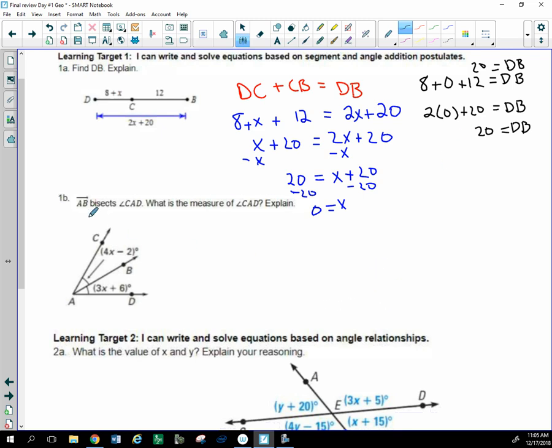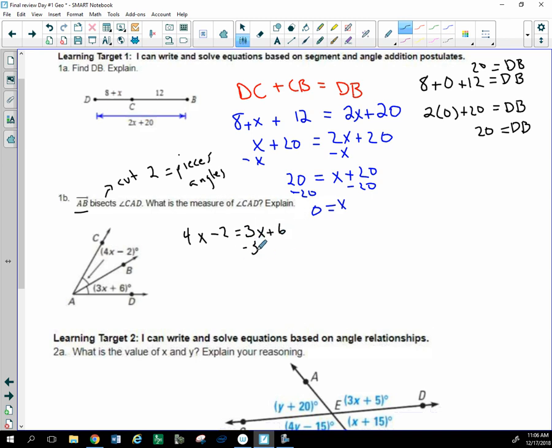All right, for the second question down here, we have that ray AB bisects CAD. CAD is the big angle, so bisects means cut into 2 equal pieces. The 2 equal pieces are angles in this case. That would mean that the 4x minus 2 should be set equal to the 3x plus 6. So that's how I'm going to set it up algebraically: 4x minus 2 should equal 3x plus 6.